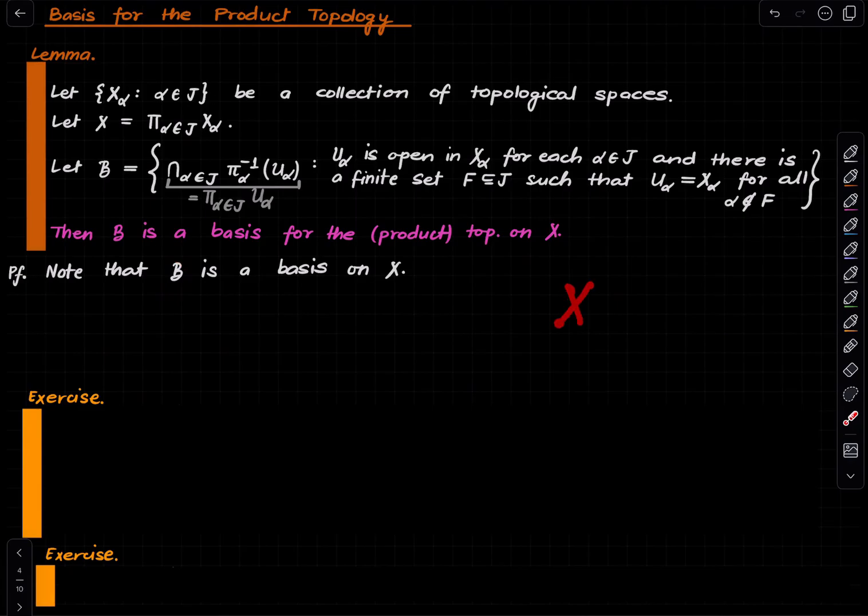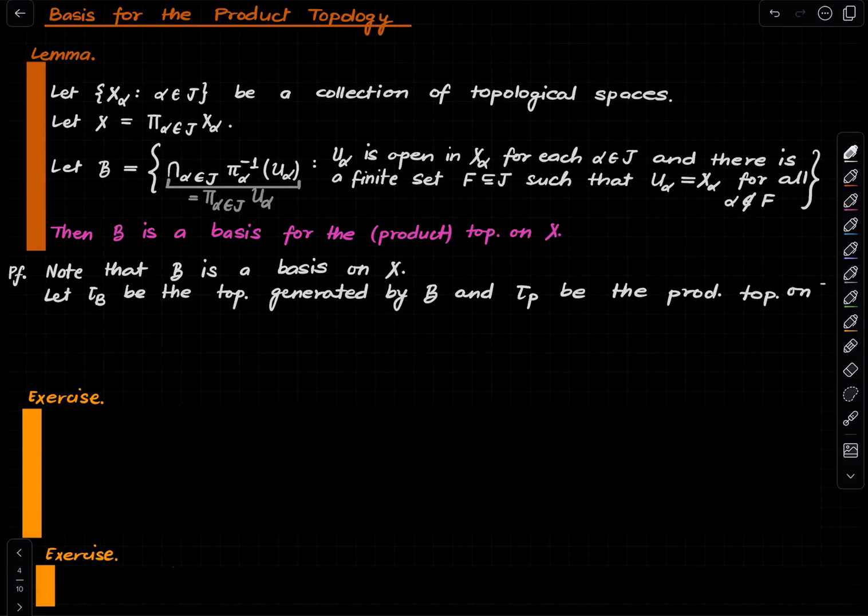Recall, given a set X, we have a notion of a basis on X. It's a collection of subsets of X with certain property, which I don't want to recall. So it's a purely set theoretic exercise for you to verify that this is a basis. And now let's say tau B be the topology generated by B, and tau P be the product topology. What do we want to do? We want to show that tau B is equal to tau P.